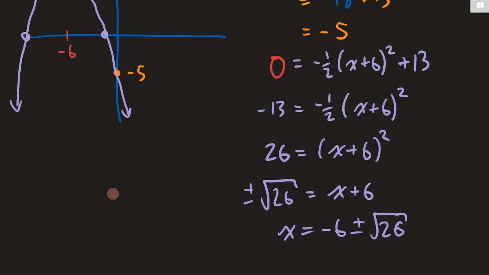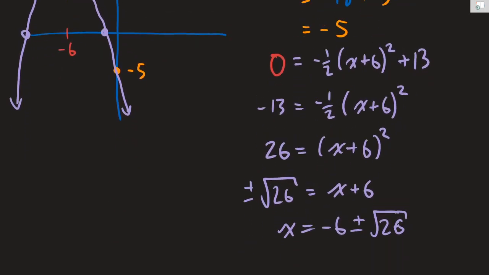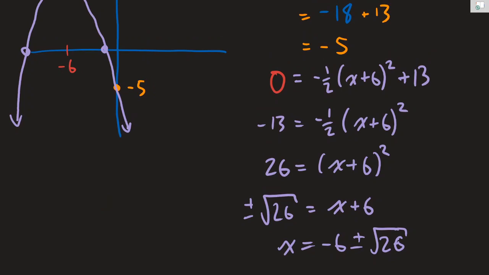So if we want the exact values, I suppose we could just label them this way. Negative 6 plus root 26 is obviously going to be this one here. Negative 6 plus root 26. And I don't have much room here, so I'll try to write it small. Here, there we go. Negative 6 minus root 26. Hopefully you can see that.